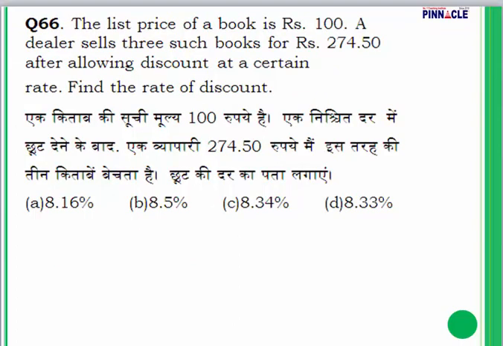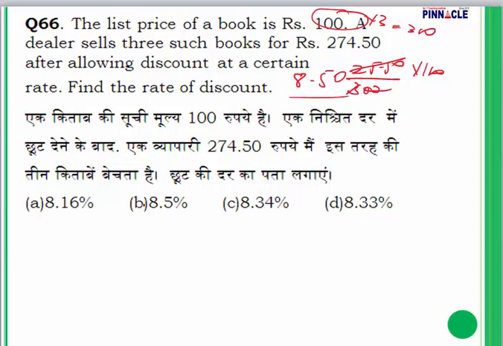Next question, question number 66. The list price of a book is 100. A dealer sells 3 such books for rupees 274.50 after allowing a discount at a certain rate. Find the rate of discount. Now a dealer sells 3 such books at 274.50. It means instead of 300 rupees, the dealer is selling at 274.50. You can say 25.50 is the discount he is giving on 300 rupees. On 100 he will give 8.50. B is the answer in this case.